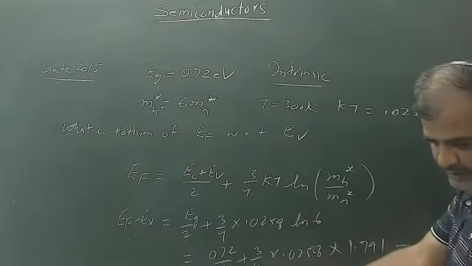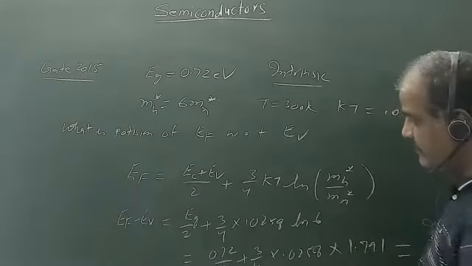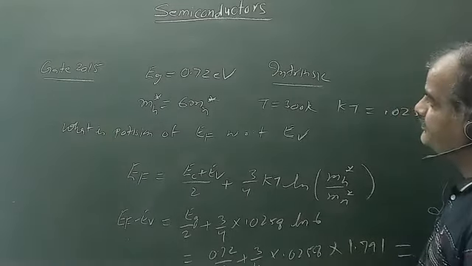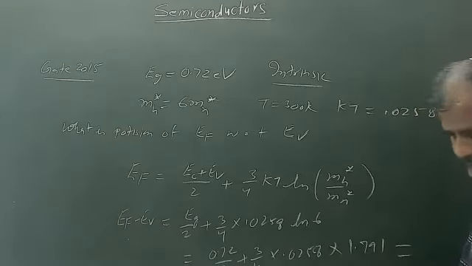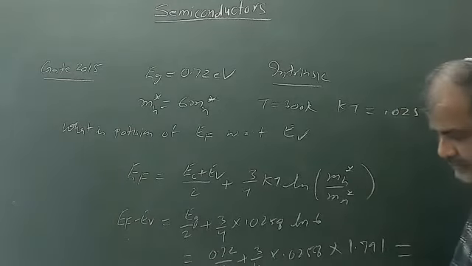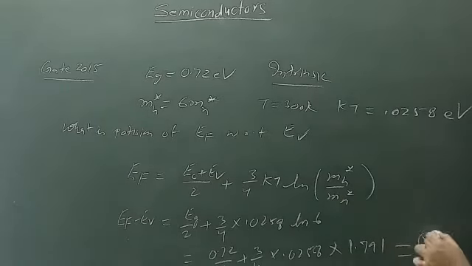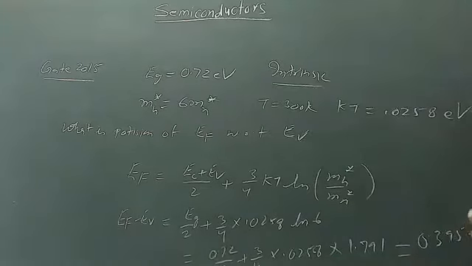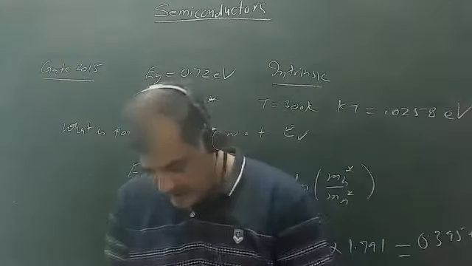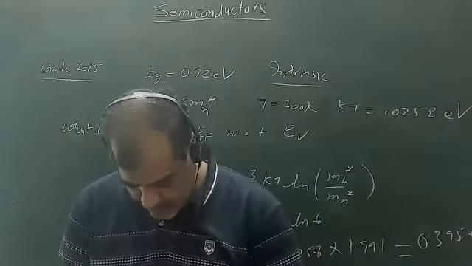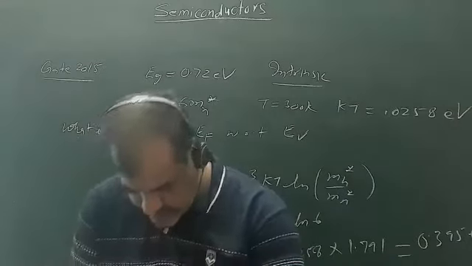यह 3/4 कट रहा है नीचे 0.72. ओके, so my answer is coming 0.395 इलेक्ट्रॉन वोल्ट. आपका चेक करो कितना आ रहा है? Yes sir, 0.3946. हाँ, ओके, चलो ठीक है.